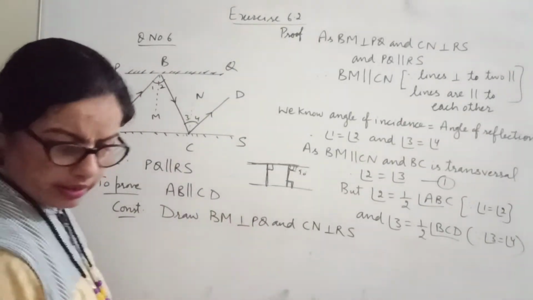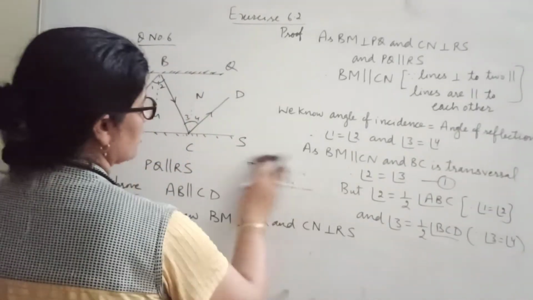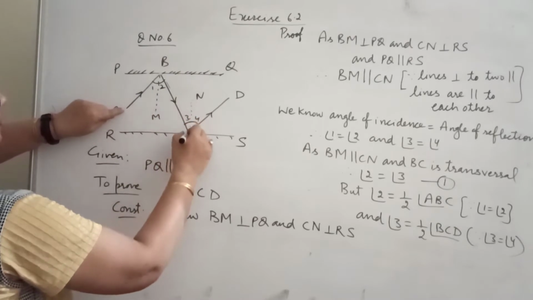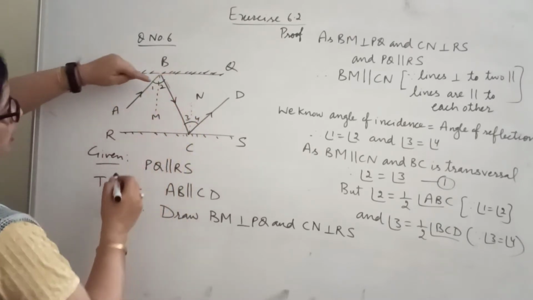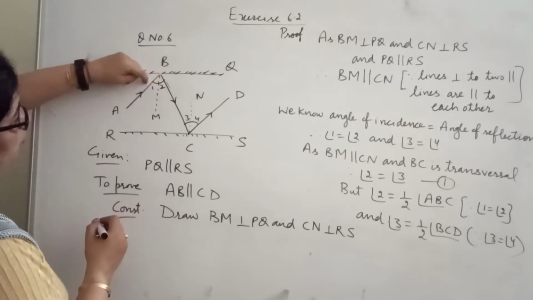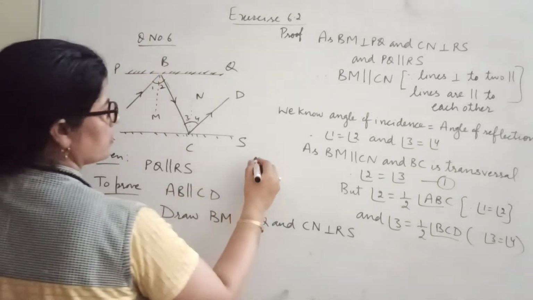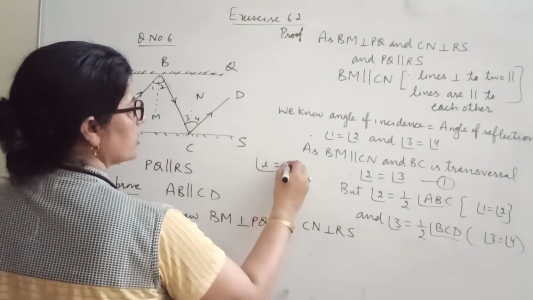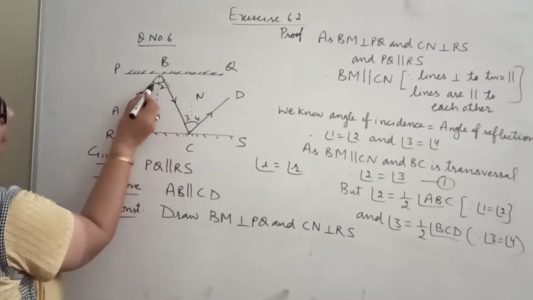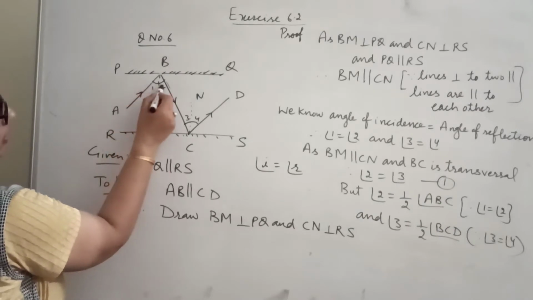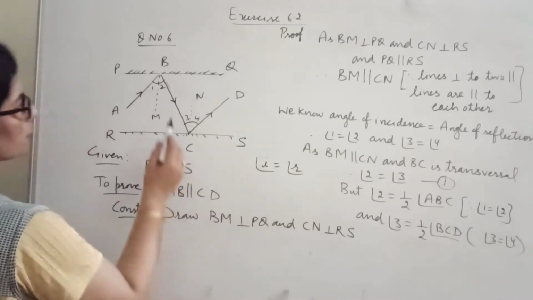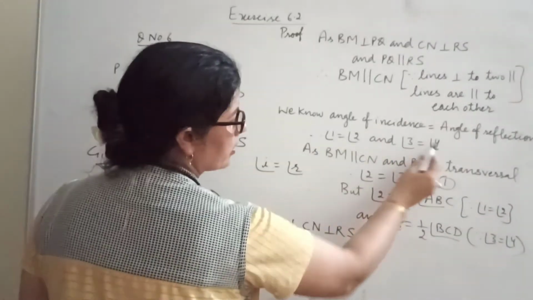Also we know that angle of incidence is equal to angle of reflection. See, this is incident ray, this is reflected ray, and this is the normal. So this angle is always equal to this angle. These two angles will be equal because angle of incidence is equal to angle of reflection, and this is angle of incidence, this and this is angle of reflection. So angle 1 will be equal to angle 2 and angle 3 will be equal to angle 4.